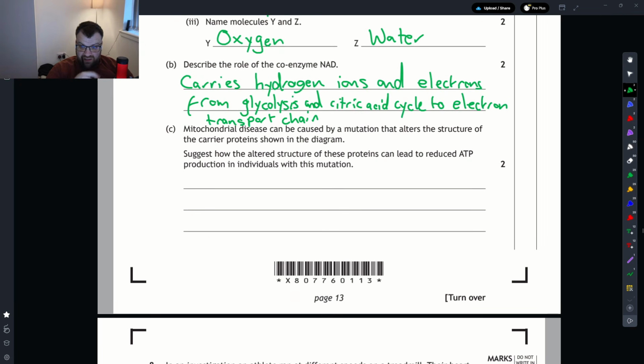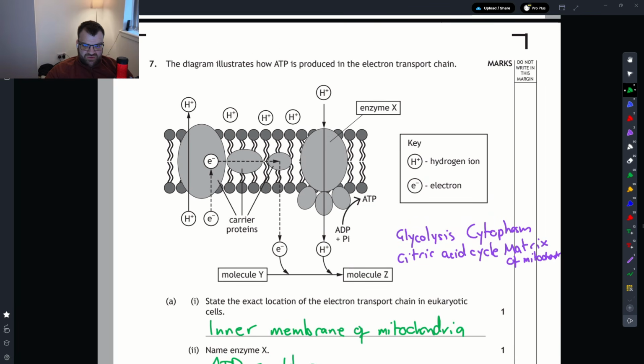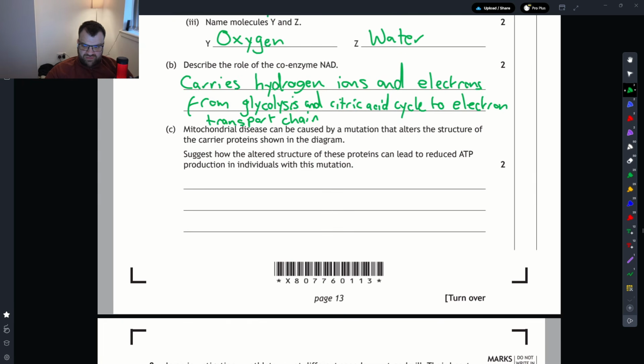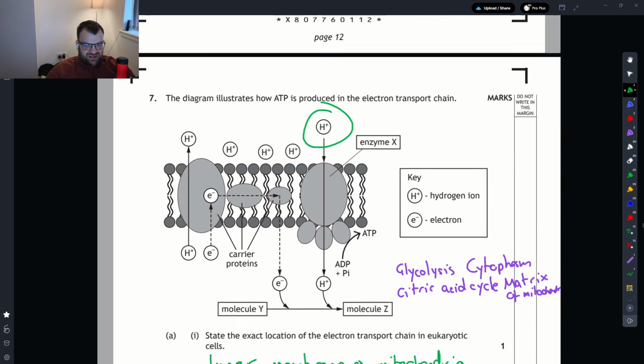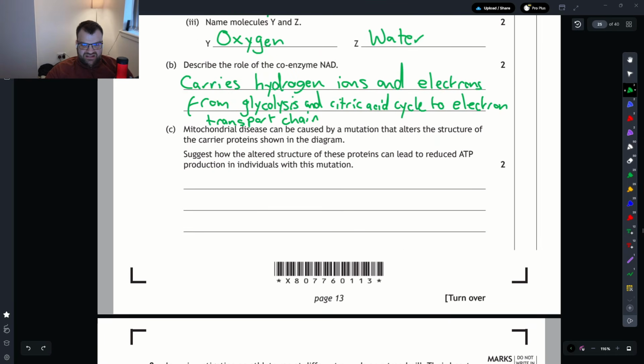Next one. So a disease changes the structure of the carrier proteins. So what are the carrier proteins doing? They are helping things move through them, so the electrons are moving around them. They're flowing through. Less ATP. Well, ATP needs hydrogen to flow through. For ATP to be made, hydrogen is flowing back through the ATP synthase. So if there's less electrons moving, there's less energy, less pumping across the membrane, less flowing back through, less ATP being made.